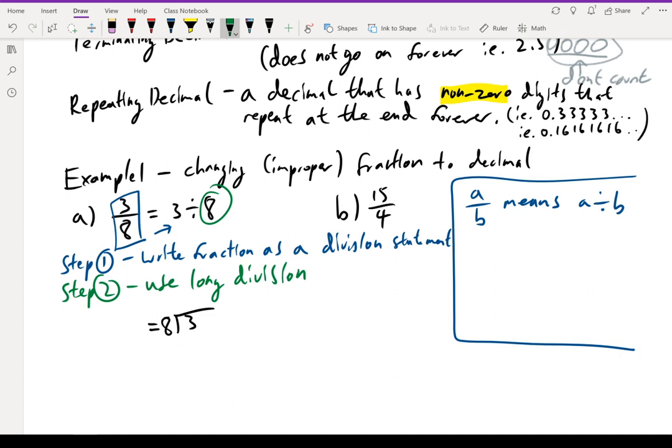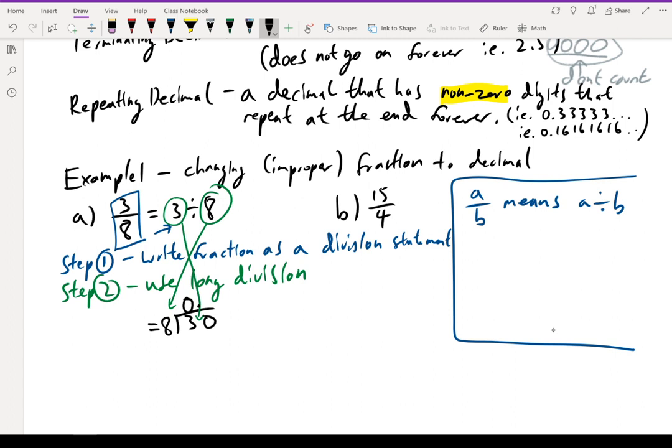8 goes into 3 how many times? 0 times. So we write the 0 and add the dot, and add a 0 at the end. 8 goes into 30 how many times? It goes into 30 3 times. That's 24. And then take the subtraction. That's going to be 6. Add a 0.